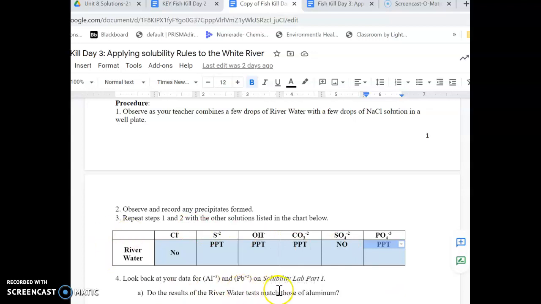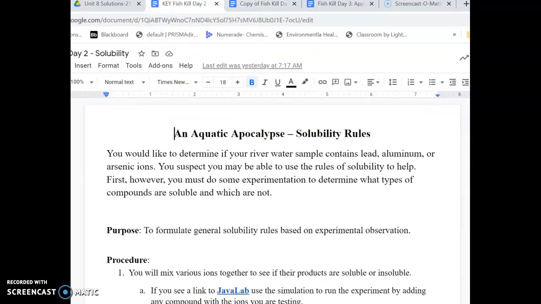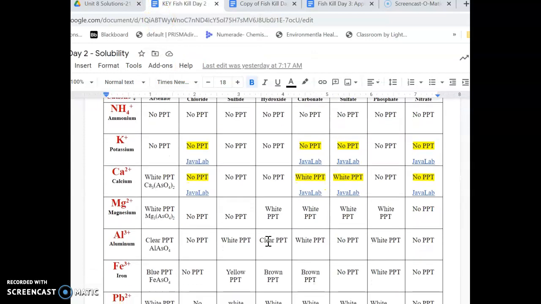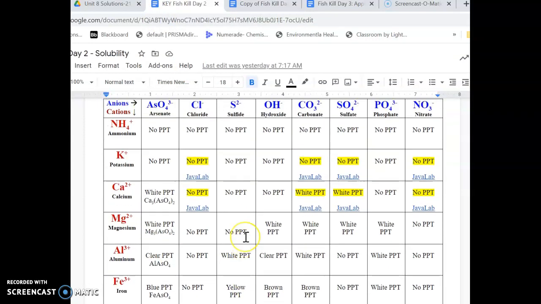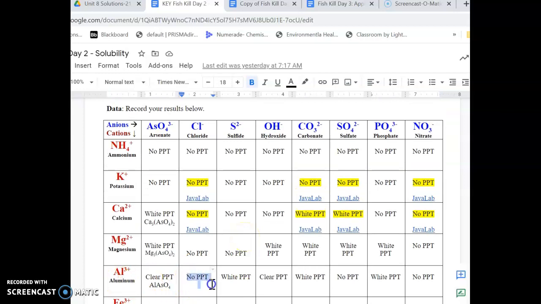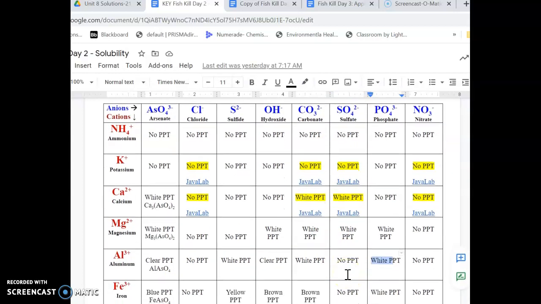So do the results of the river test match those of aluminum? So no with 3 precipitates, no, and a precipitate. So we're going to go back to the data from Day 2. We're going to look at aluminum. So aluminum and chloride is no. That one matches. Sulfide was precipitate. Hydroxide had precipitate. So did carbonate. So these 4 all match so far. Sulfate, this one had no precipitate, and then phosphate did. So the aluminum matches exactly.